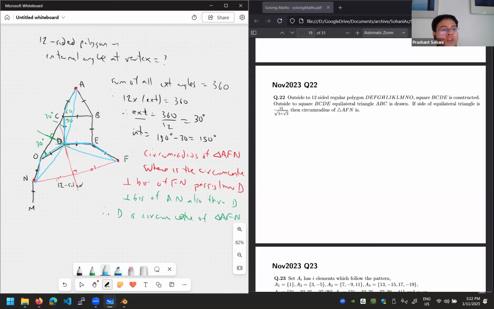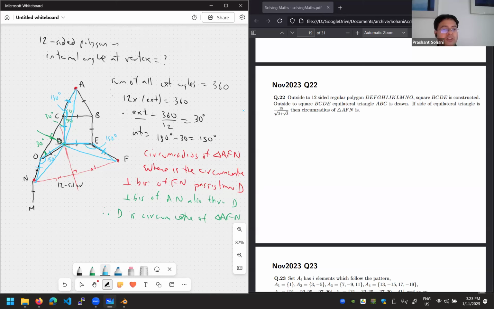Their observation is that all these three triangles are congruent. Why? Firstly, by the SAS test, in each case two sides are equal and the angle in between. All of these angles are 150 degrees. So this angle is 150 degrees. This angle is also 150 degrees. And this is also 60 plus 90, so 150, right?